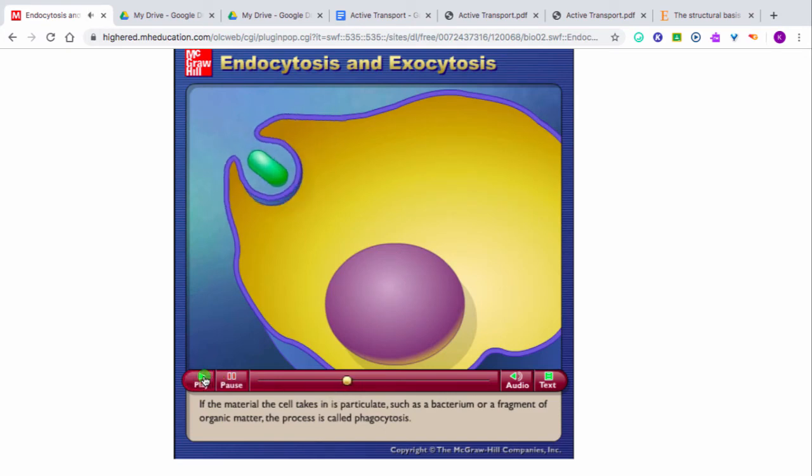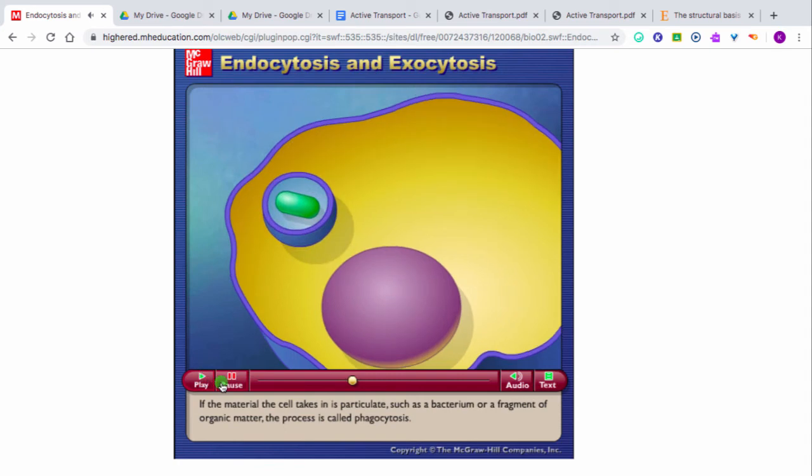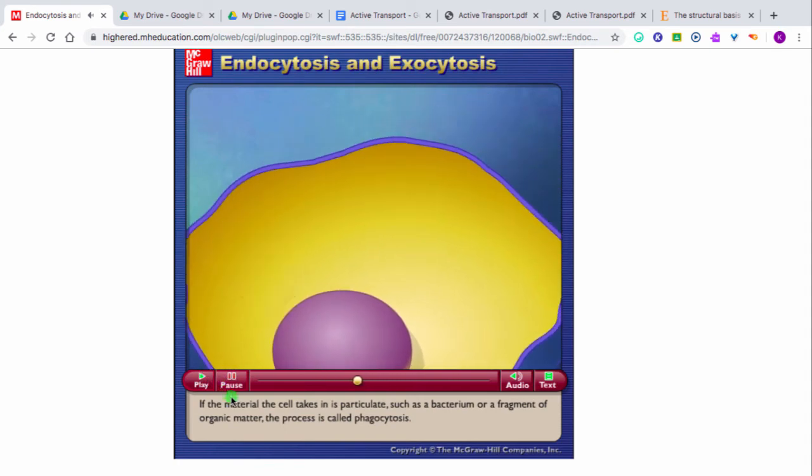Matter. The process is called phagocytosis. If the material the cell takes in is liquid, it is called pinocytosis.